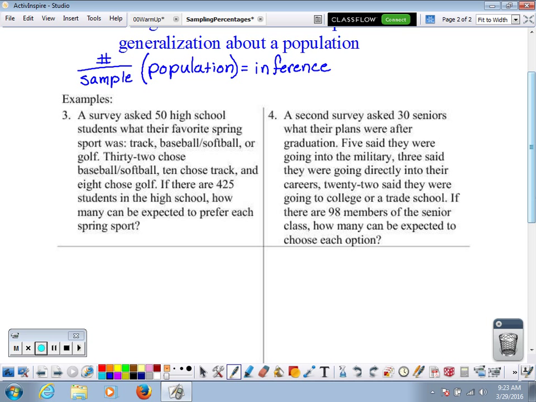Well, here's what we need to notice. The survey asked 50 high school students. That's our sample. Our population is the 425 students.